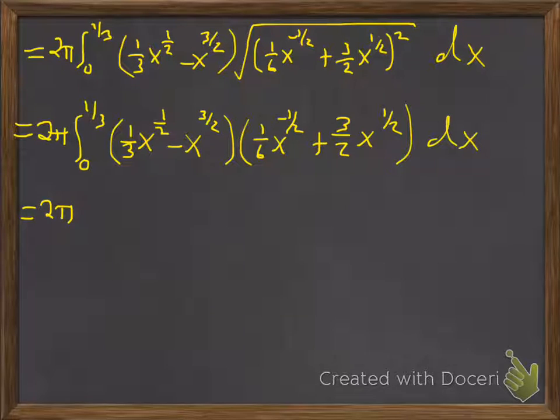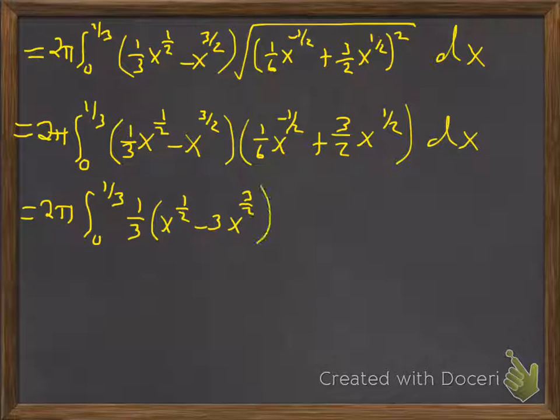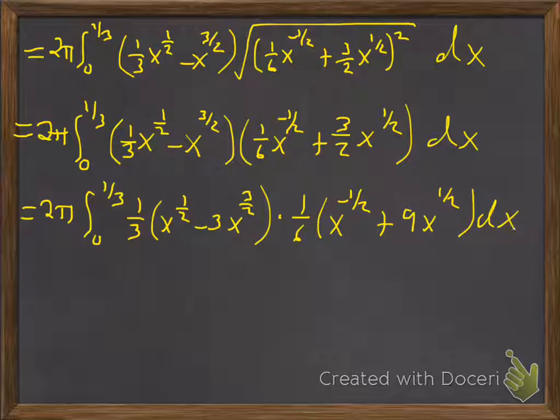Now what we'll do is we'll factor out a 1/3 out of the first parentheses, and that'll give us x to the 1/2 minus 3x to the 3/2. And the second parentheses we'll factor out a 1/6. When we do that, it becomes x to the minus 1/2 plus 9x to the 1/2, dx. And then we'll pull out the 1/3 times the 1/6, which is a 1 over 18, and then combine that with the 2 pi, which will reduce to pi over 9.